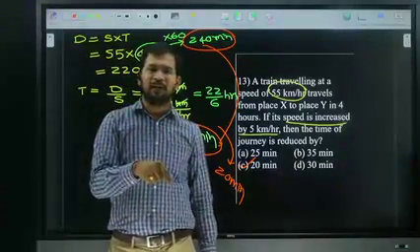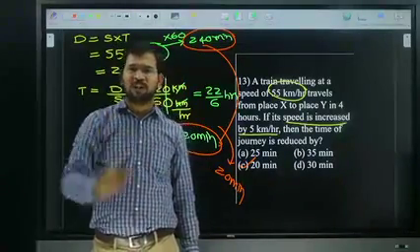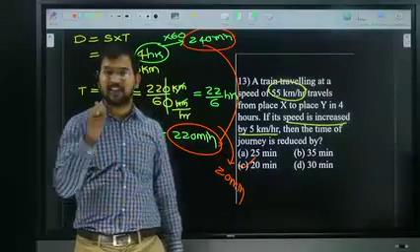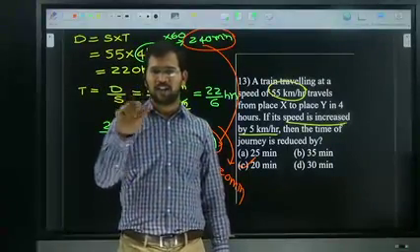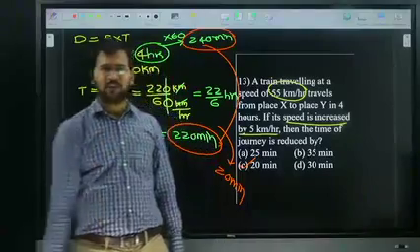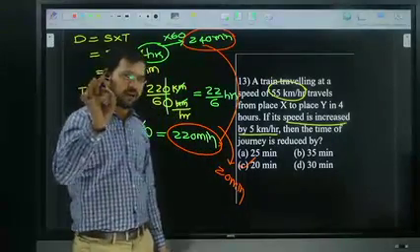12 parts is nothing but 4 hours, and 4 hours is nothing but 240 minutes. So 12 parts is 240 minutes. Then 11 parts is how much? 220 minutes. The difference is 20 minutes. Your option 20 minutes is the right answer. So directly we are going to attack.